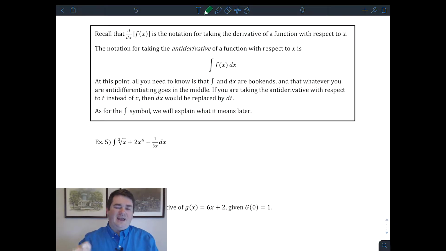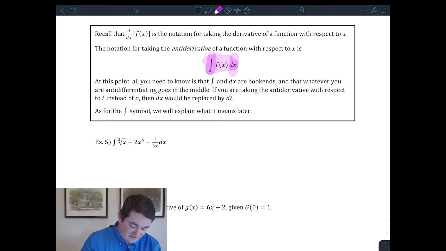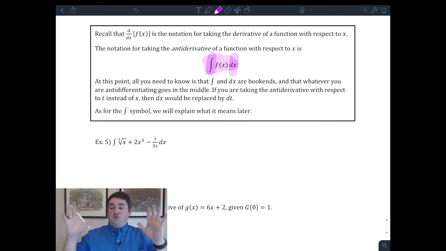Real quick before we move on, how do you denote that you want to take an antiderivative? We use d/dx or d/dt to denote taking a derivative. To take an antiderivative, we write the expression like this. Now, what do these symbols mean? At this point in your life, here's what I want you to understand. This tall curvy s and this dx are buddies. They go together, and whatever's sandwiched between them is what you're taking the antiderivative of.